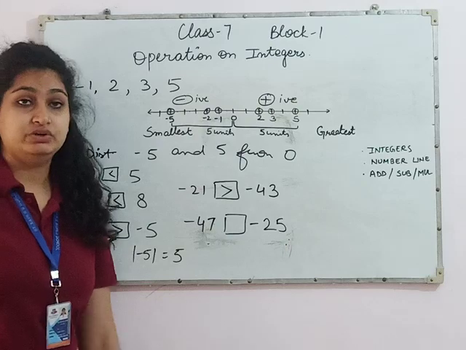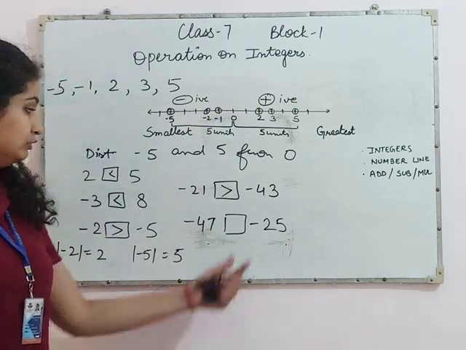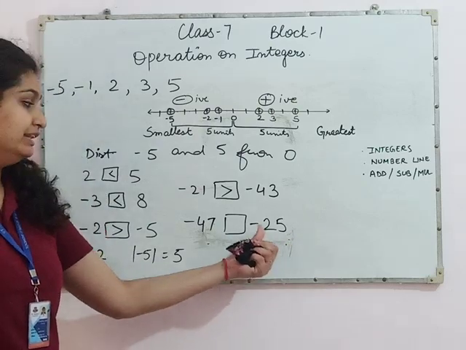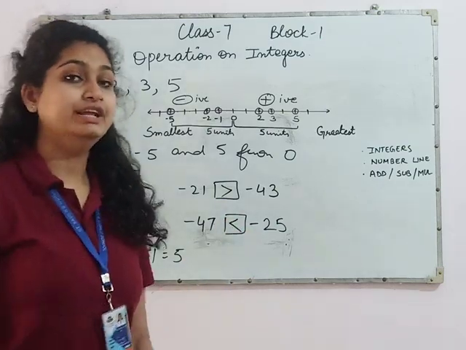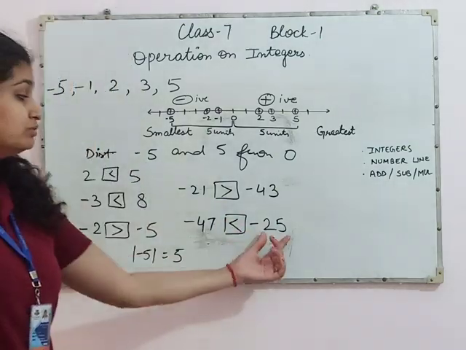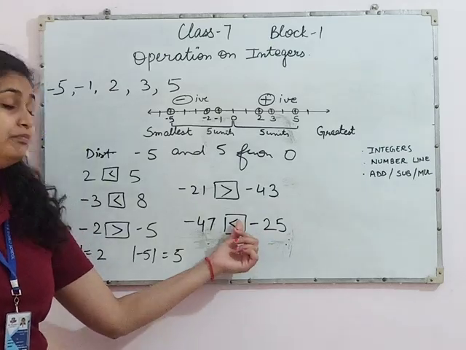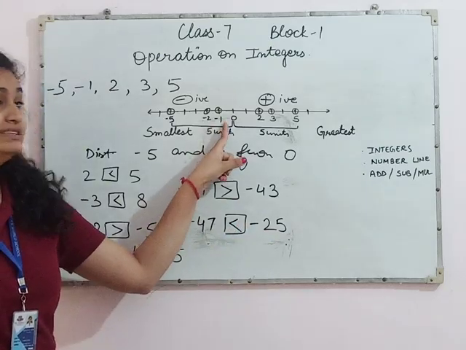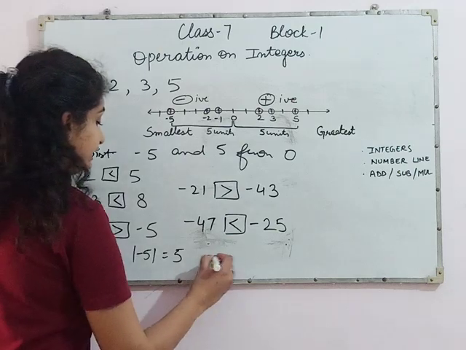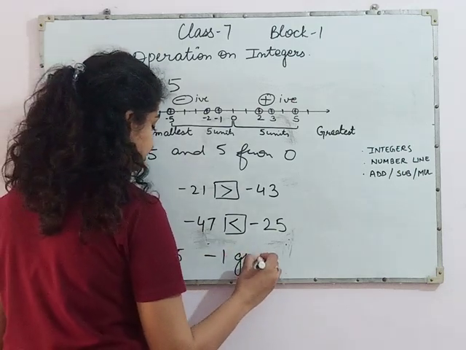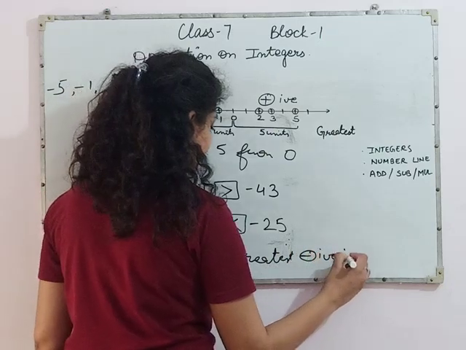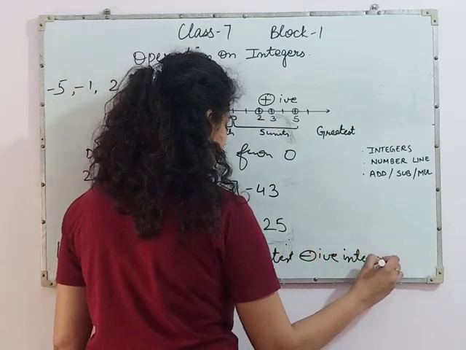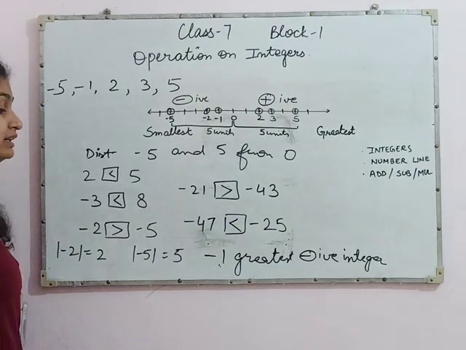Minus 47 and minus 25. If you are talking about the absolute values, 25 is smaller. But with the negative sign, it becomes bigger. Right? So negative numbers which appear to be smaller, with the negative sign they become greater. So minus 1 is the greatest negative integer.